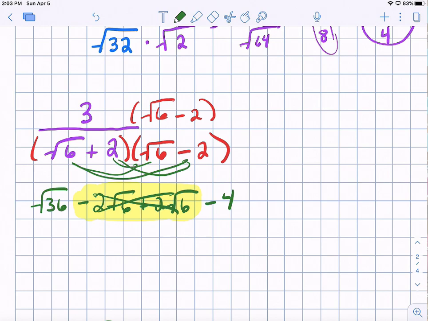Not only that, what is the square root of 36? Square root of 36 is 6. I still have my minus 4. 6 minus 4 is 2.